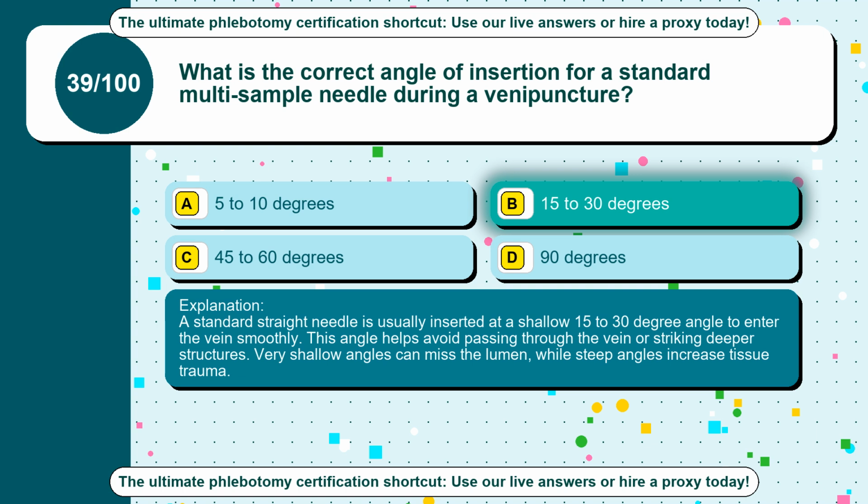This angle helps avoid passing through the vein or striking deeper structures. Very shallow angles can miss the lumen, while steep angles increase tissue trauma.